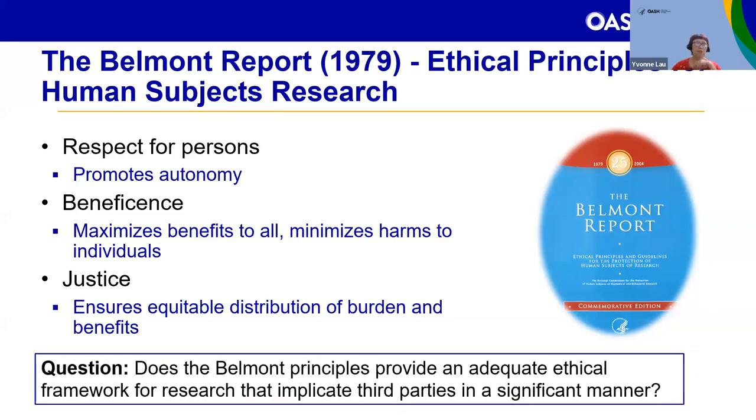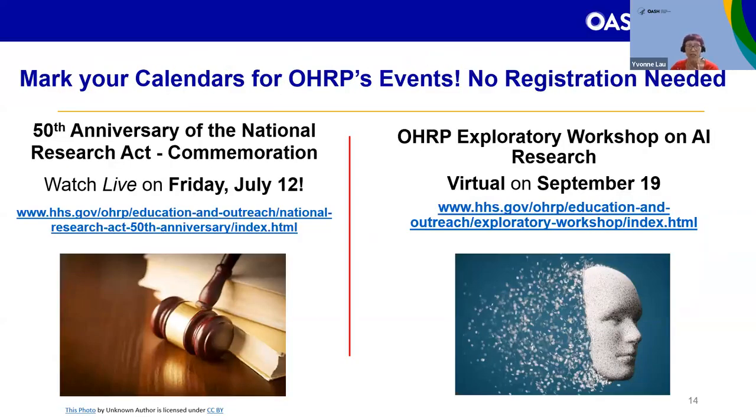So, do the Belmont principles provide an adequate ethical framework for research that implicates third parties in a significant manner? I'm putting it out there because as we move on to Cheryl's and Danielle's presentation, they explain the origins of the HeLa cells and why they are so concerned with HeLa cells being used in whole genome sequencing, partly because that concerns third parties down the line as well. They'll talk about that consideration in a bit. With that, my part of the presentation is finished.